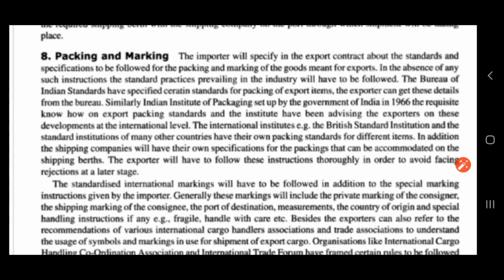Usually the details about this packing and marking will also be mentioned in the contract, and the governments of both the countries also determine various specifications to be followed for the packing and marking of the goods. What is this marking? Usually there will be some kind of notes. An example that we can take is urgent delivery. That will be a mark.